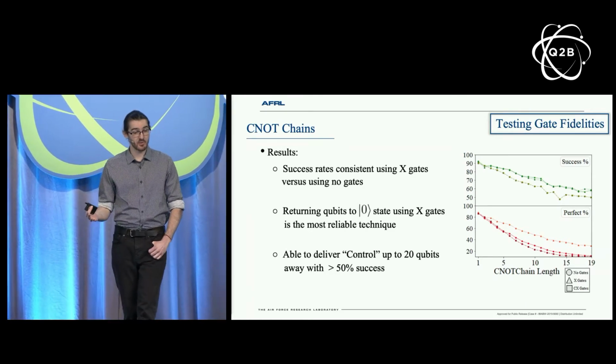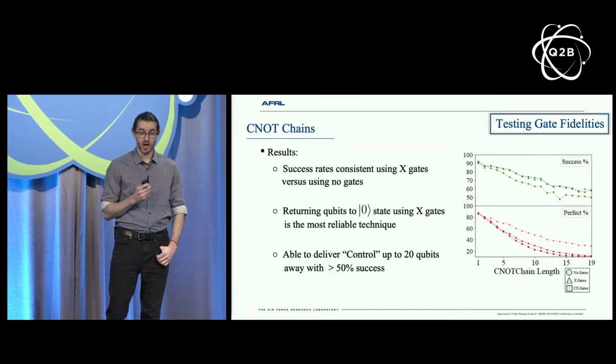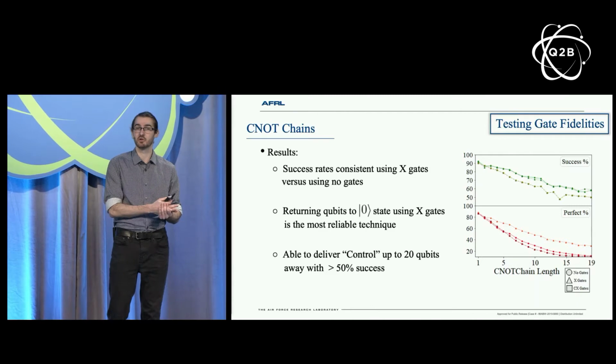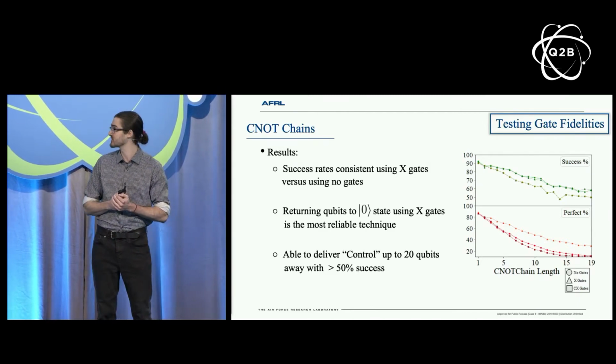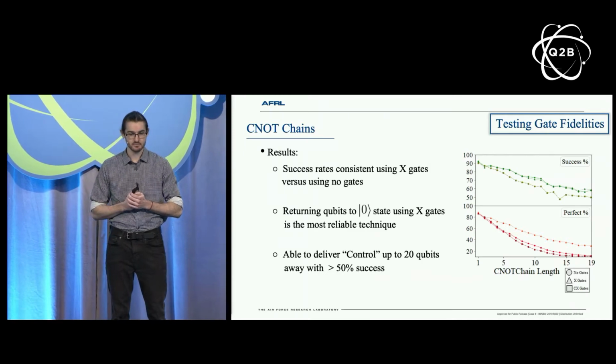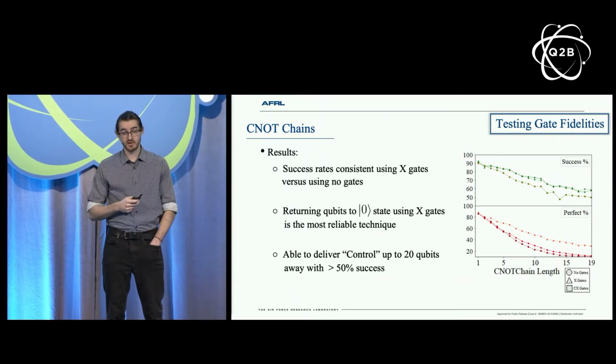And so we did this on the Poughkeepsie device, and plotted on the x-axis is the length of the chain, from 1 to 2 qubits all the way to the maximum. So all 20 qubits get touched and put into the chain. And from this, we learned a couple interesting things.